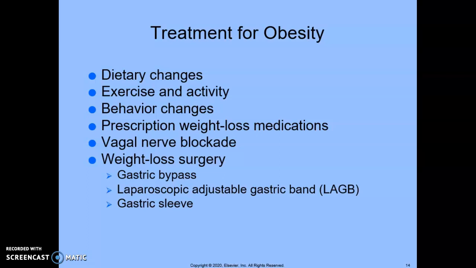Again, you can look at that table for weight loss medications, and sometimes there are weight loss surgeries or the vagal nerve blockage. So the weight loss surgeries include gastric bypass, laparoscopic adjustable gastric band, or a gastric sleeve.